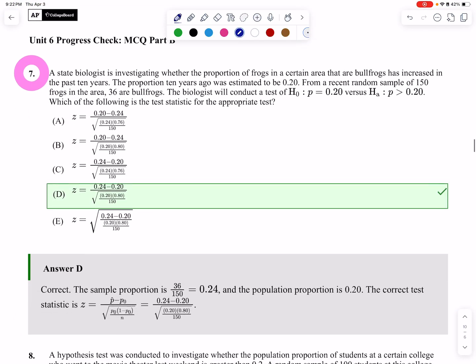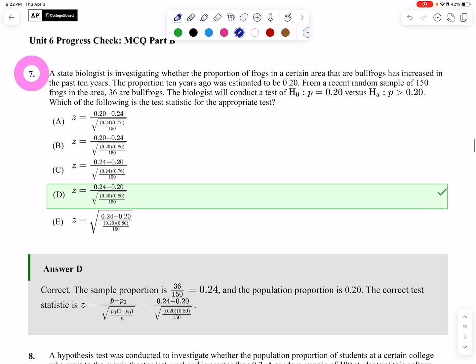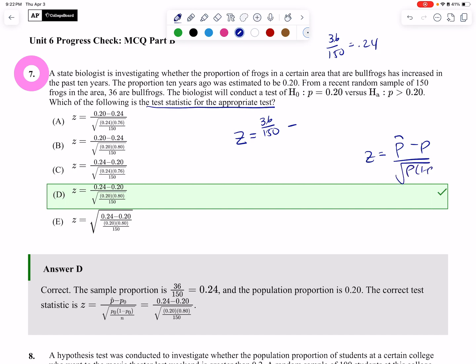Number 7. Okay, this one's asking for the test statistic, and it looks like this is a Z, because it's a proportion. So I have Z is equal to, I have 36 out of 150, which by the way is 24%. Minus, I'll go ahead and give you the formula: p hat minus p over the square root of pq over n. If you look on your formula chart, that's where it's going to be.